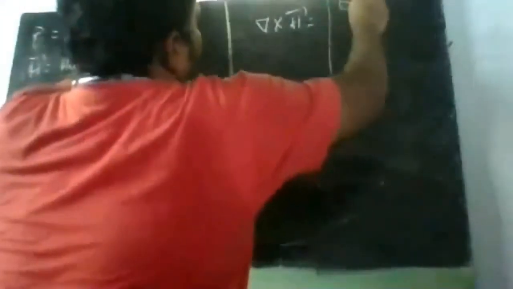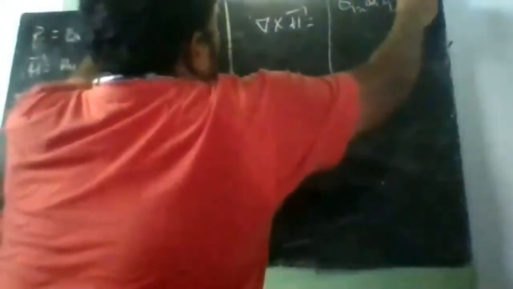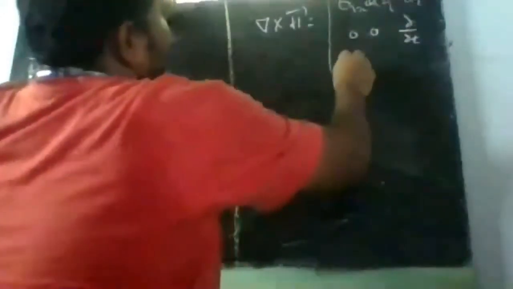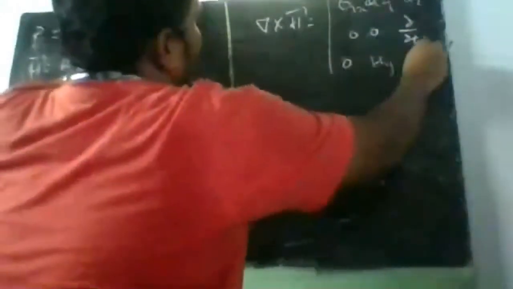Now del cross H bar. If I solve it like this, with the determinant ax ay az, del will be 0, 0, dou by dou z, and this will be 0, Hy, 0.